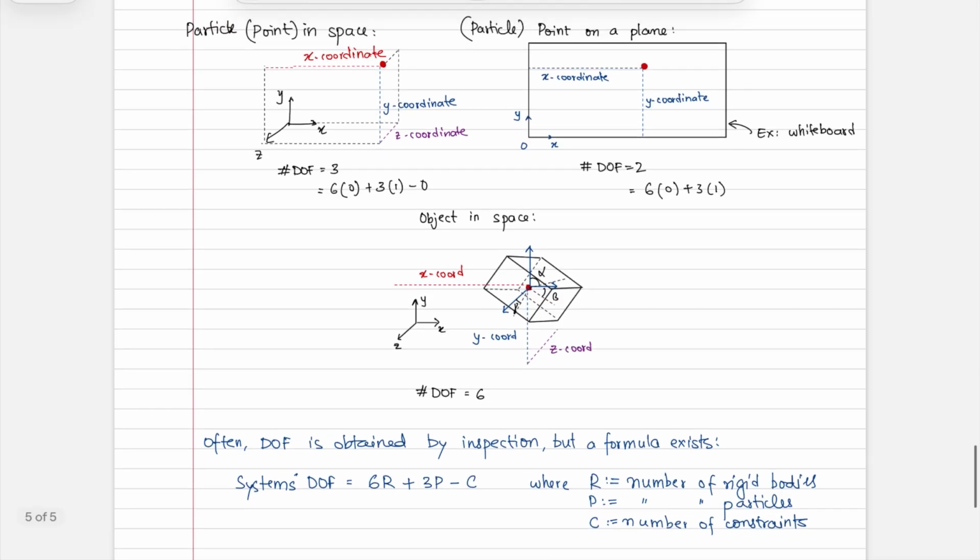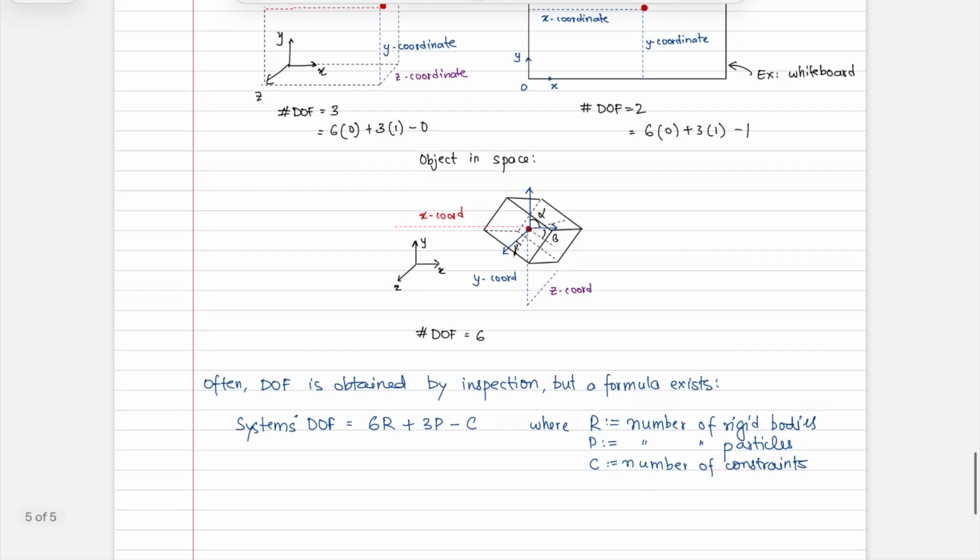And now there is a constraint. Can you tell me what that constraint is? It basically states that it must be in the plane of the whiteboard. Okay, so that is a constraint because it prevents any movement out of this plane. So there is one constraint, so minus 1. And over here, it is 6 times 1 plus 3 times 0 minus 0.